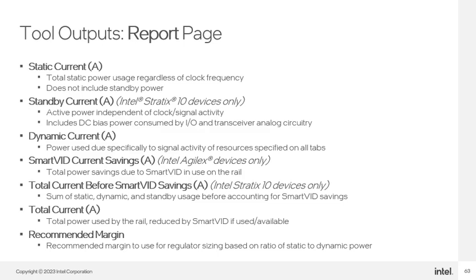The total current output is a calculation of the total power requirements for the rail, including the savings from SmartVid, if the feature is used. If SmartVid is not used or available, this value equals the sum of the static, dynamic, and for Intel Stratix 10 devices, standby power usage for the rail. Finally, the recommended margin, if provided, can help in sizing the regulator for a power rail by calculating a margin based on the ratio between static and dynamic power required for that rail.